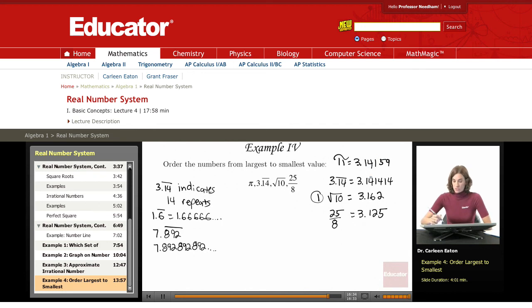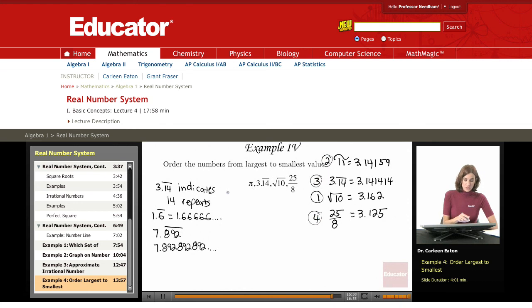The ones are the same, the fours are the same. Now, as I'm going past that, these ones are the same, I'm seeing that pi is actually slightly larger than 3.14 repeating. So that is my second largest value. And right after that is going to be 3.14 repeating. Finally, the smallest one is 25 over 8.